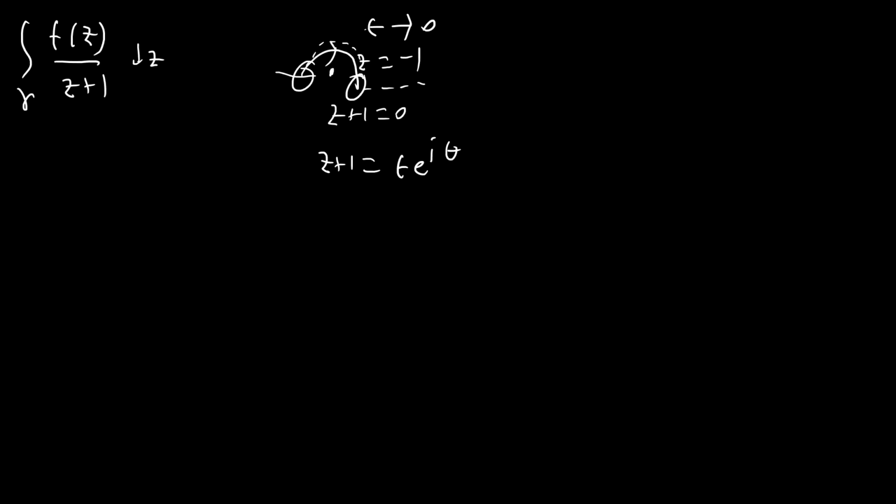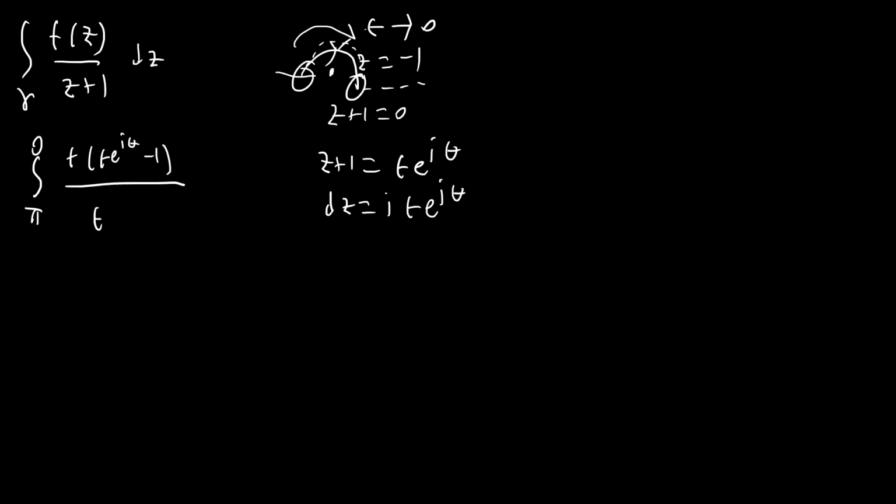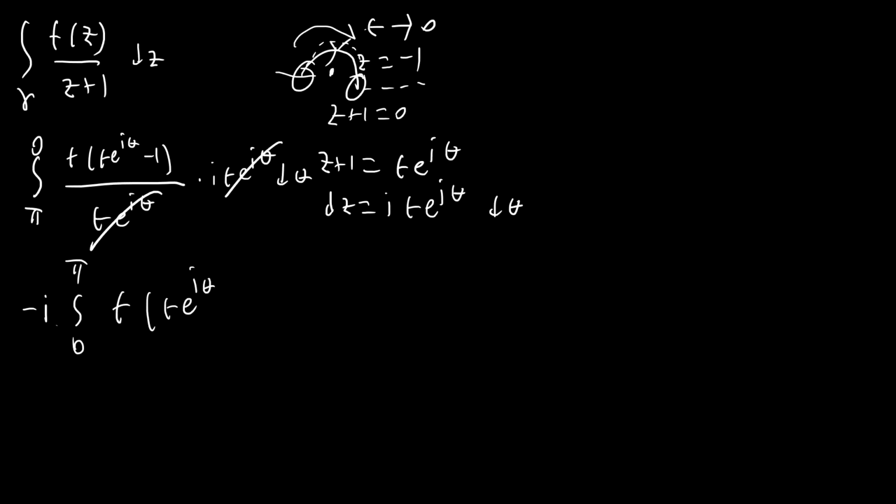So when we calculate our differential, we get dz equals i epsilon e to the i theta d theta, and we're going to get the integral from pi to 0, because as I said, theta varies from pi to 0, going in the same direction. We get f of epsilon e to the i theta minus 1, over epsilon e to the i theta, times i epsilon e to the i theta, d theta. And voila, this is going to magically cancel out on the top and bottom. We're getting negative i times the integral from 0 to pi of f of epsilon e to the i theta minus 1 d theta.